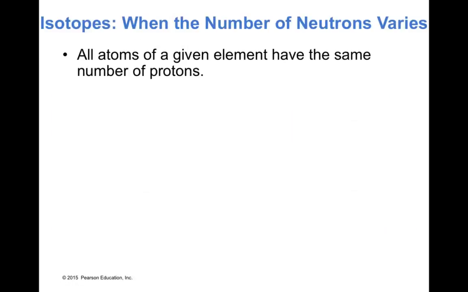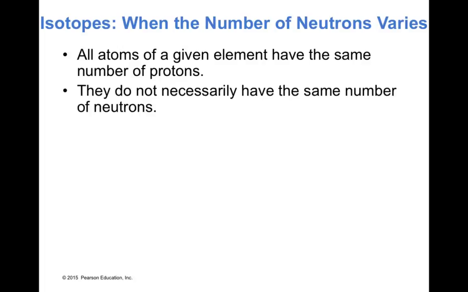So, all atoms of a given element have the same number of protons. Remember that if you have the same number of protons for different atoms, they are the same element. If you have a different number of protons, you're talking about a different type of element. All atoms of a given element always have the same number of protons, but they do not necessarily have the same number of neutrons.